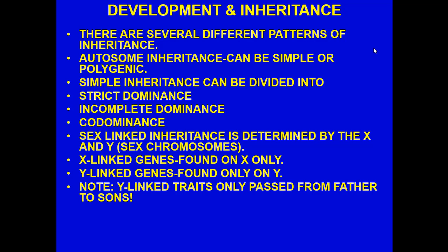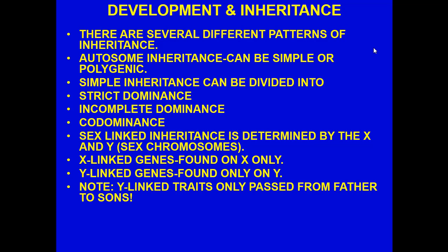Now, this is different from codominance. Codominance, and this is where you're going to see this, blood typing, ABO. Codominance is where both dominant traits can be expressed, where both alleles that are dominant will be expressed equally. That's where you get, now A type is dominant, B type is dominant, O type is recessive. Now here's the kicker. If you have one allele for A and one allele for B, guess what? You get AB blood type. That's an example of codominance.